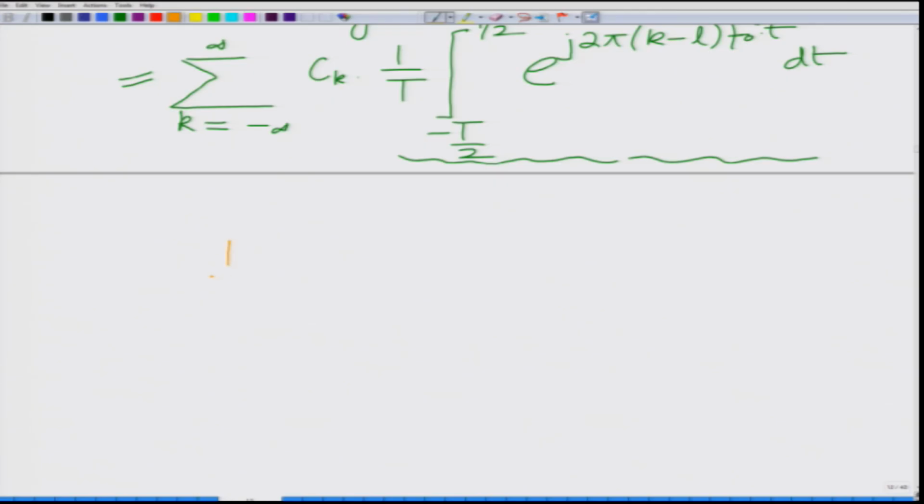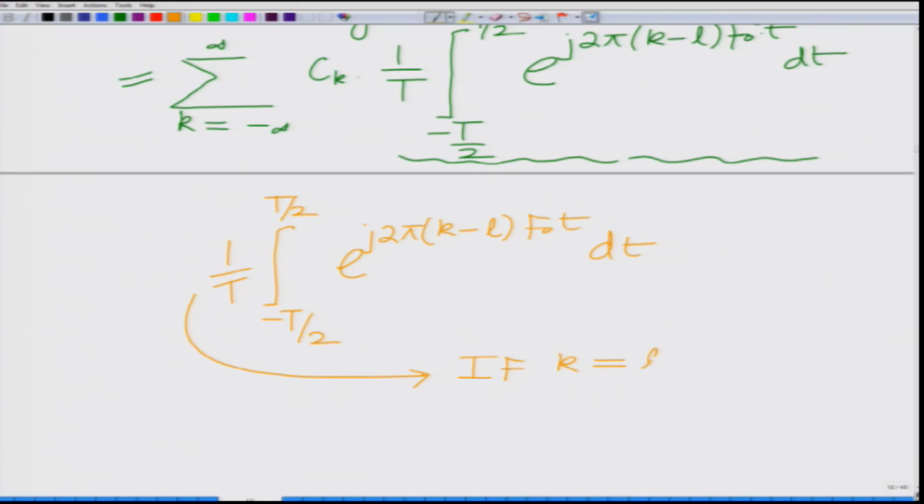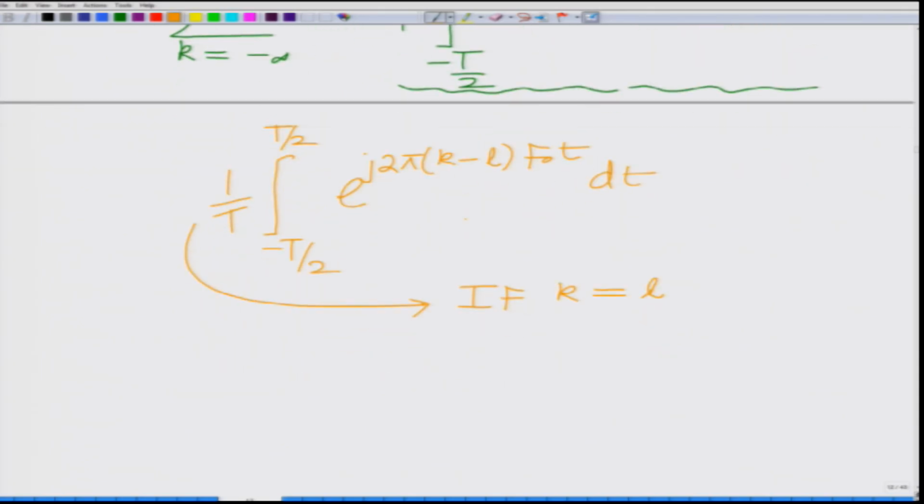Let us look at this integral: 1 over T, the integral from minus T by 2 to T by 2 of e to the power of j 2 pi (k minus L) f naught t. Now, if k equals L, then k minus L equals 0. So e to the power of j 2 pi (k minus L) f naught t is e to the power of 0, that is 1.